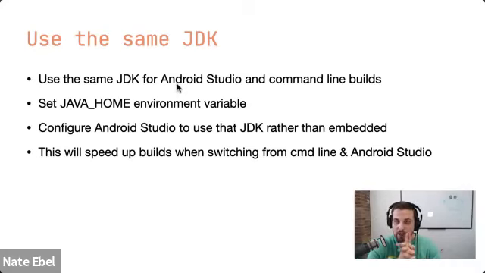Another really big one here. If you do builds from Android Studio and the command line and you're jumping back and forth between them, you need to make sure that you're using the same JDK for both sets of builds. You do this by setting Java home, pointing it at the JDK that you want to use, and then in Android Studio, configuring it to use the Java home JDK rather than the embedded JDK. If you don't do this, then each one will use a separate Gradle daemon, and you'll run into that scenario where you're duplicating all of that allocated memory, and you're also not taking advantage of the same cache and everything. So your builds between Terminal and Android Studio will be totally separate and a lot slower than you would expect.